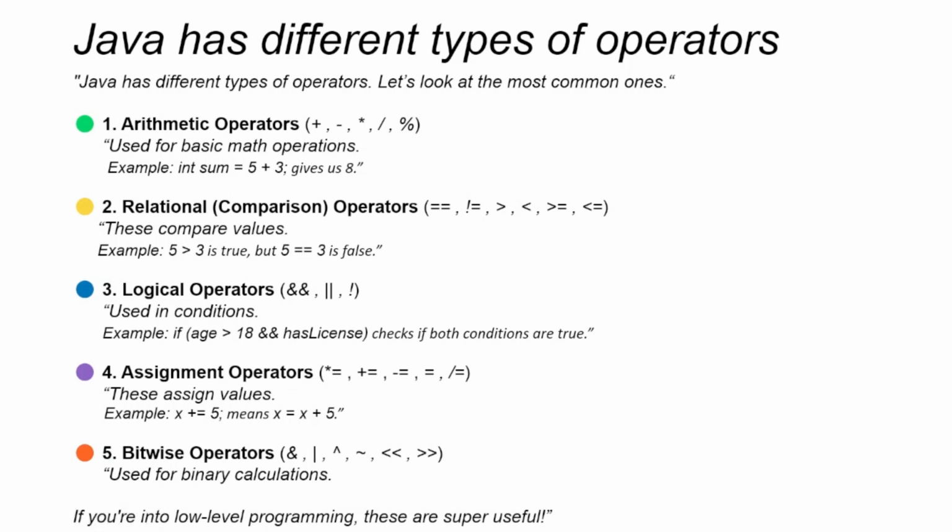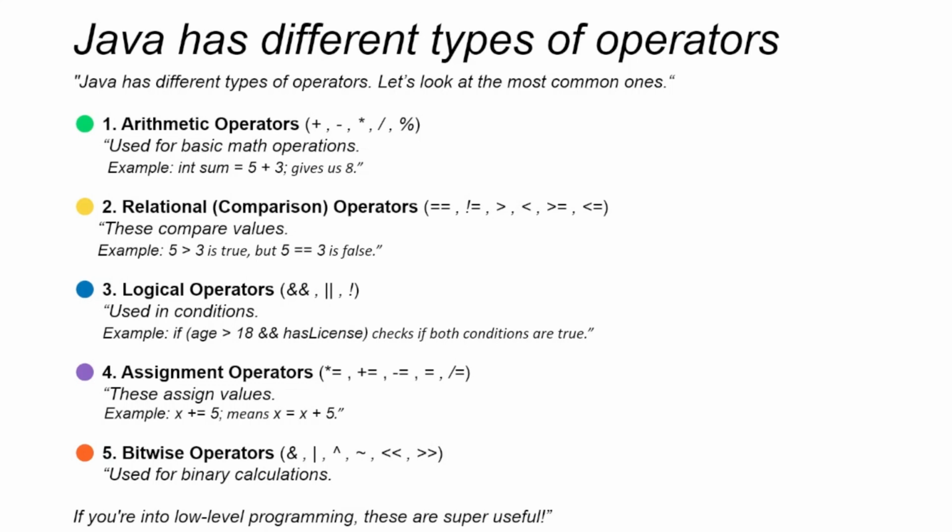2. Relational, or comparison, operators. These compare values. Example, 5 > 3 is true, but 5 < 3 is false. 3. Logical operators: and, or, not. Used in conditions. Example, if age >= 18 and has license, checks if both conditions are true.